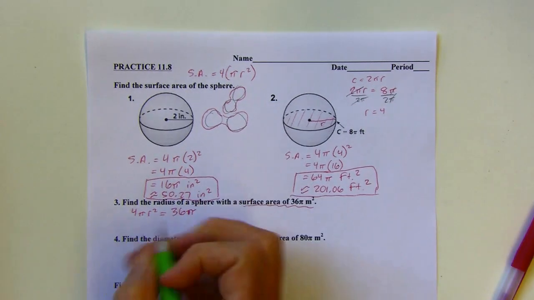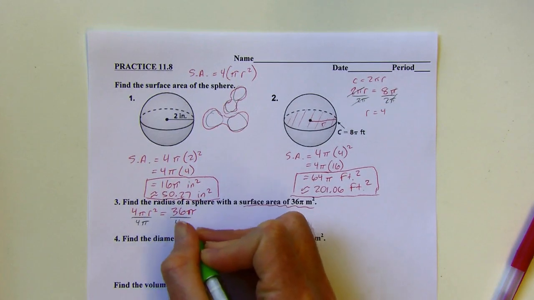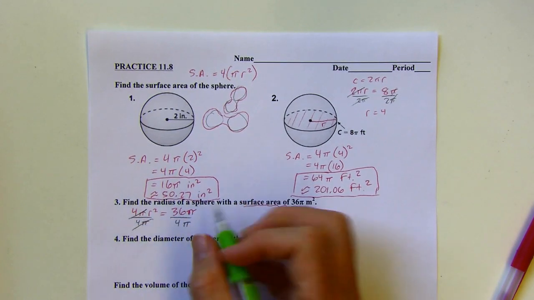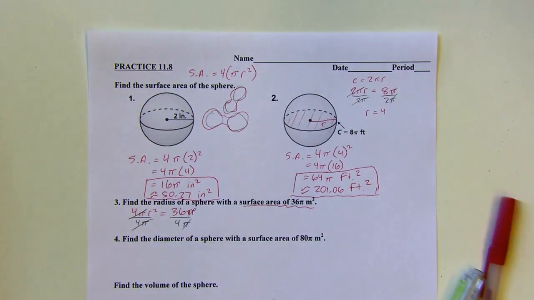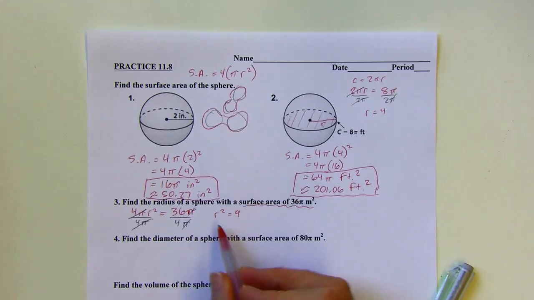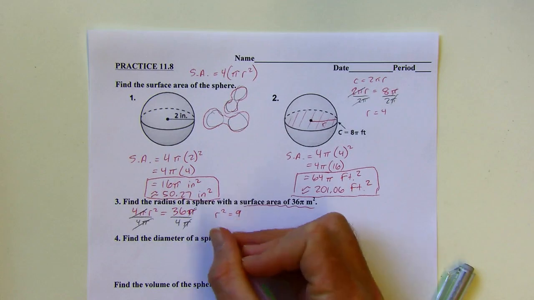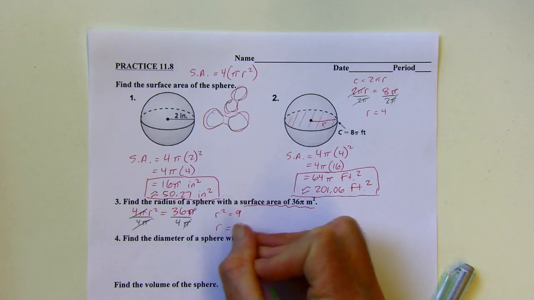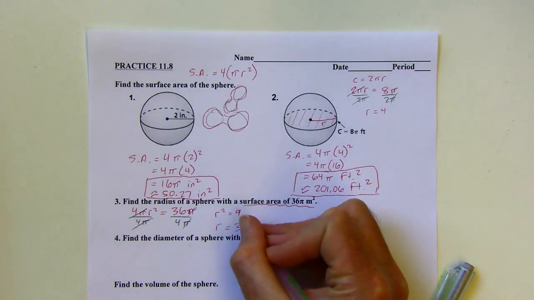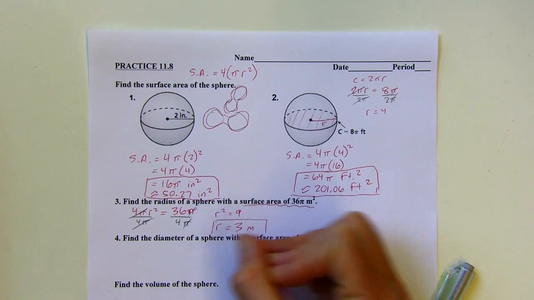So I want to get the r squared by itself first, so I'll divide both sides by 4 pi. So the 4 pi's cancel. Also the pi's cancel. So r squared will equal 9. And then if you take the square root of both sides, you could say r could be positive or negative 3, but since it's a radius, it has to be positive 3. You can't have a negative radius to a circle. So my radius is going to be 3 meters.